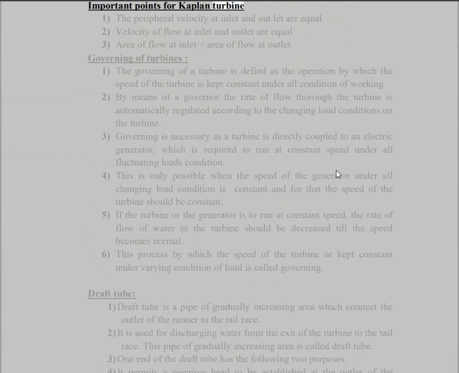Important points for Kaplan turbine. 1. The peripheral velocities at inlet and outlet are equal. 2. Velocity of flow at inlet and outlet are equal. 3. Area of flow at inlet equals area of flow at outlet.